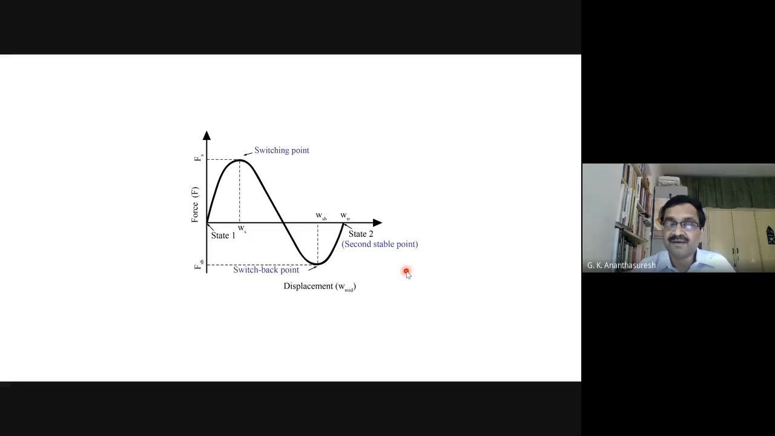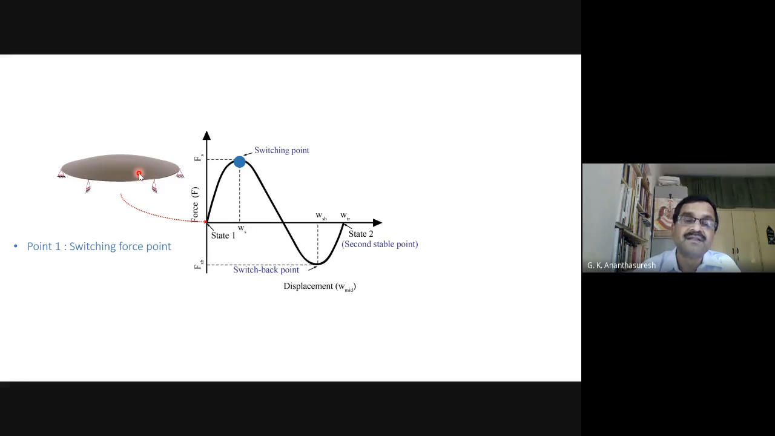And just to illustrate, you're starting here. Let's say I take a shell which is hinged at the edge of the shell, a circular shell. And then as you start applying force, there'll be a point where it starts deforming. There'll be a switching point. After that, even if you push, it won't stay with you. It will go by itself.